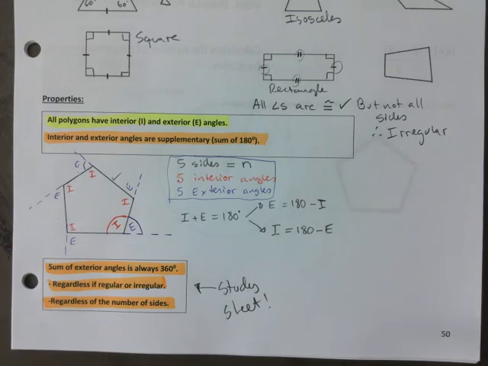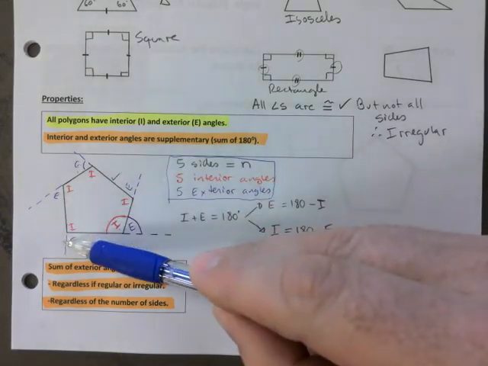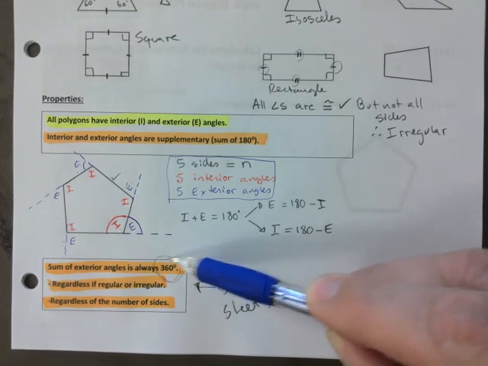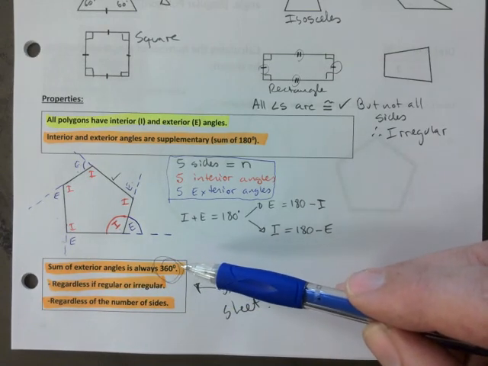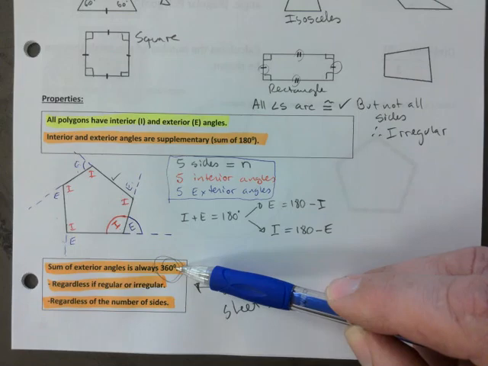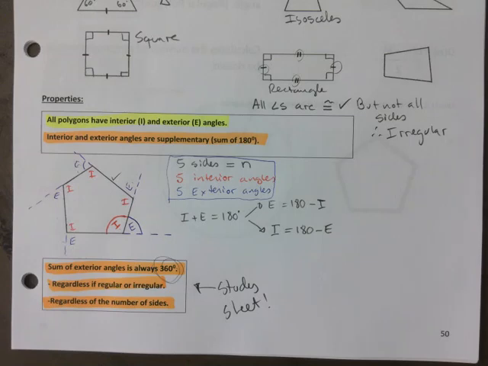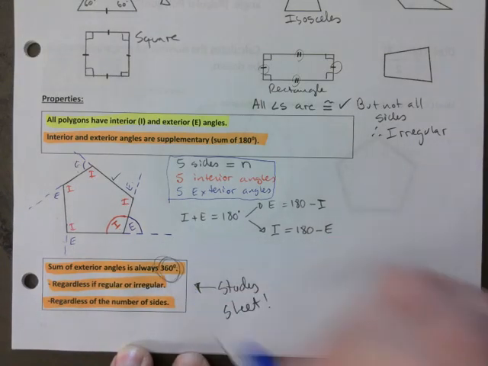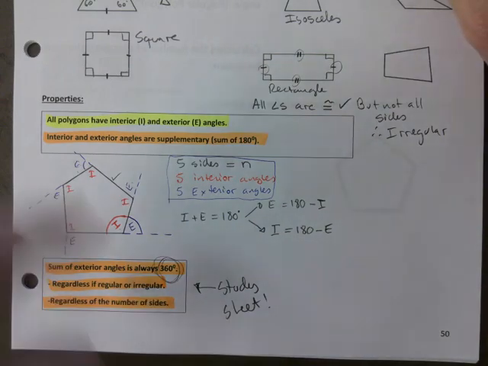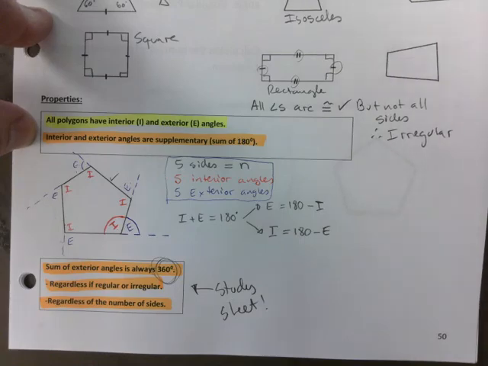So what is this saying? That if you were to add up the exterior angles, it's always going to add up to 360 degrees. Are you listening to this part? It doesn't matter if the polygon has 1,000 sides. If you were to add up the exterior angles all around it, you would always end up with 360 degrees. Okay? That's a pretty cool property. Now off to the formulas.